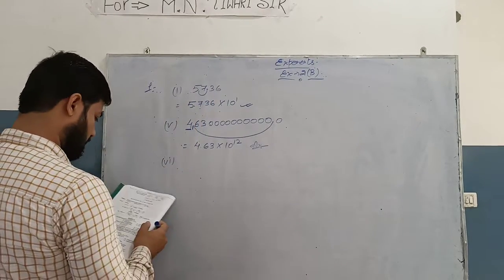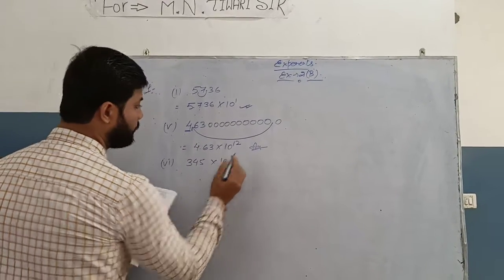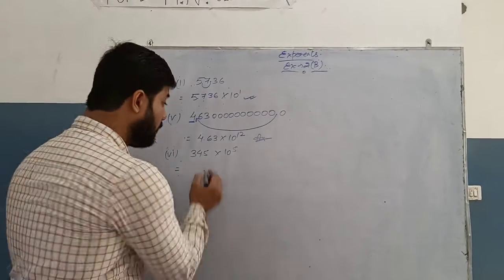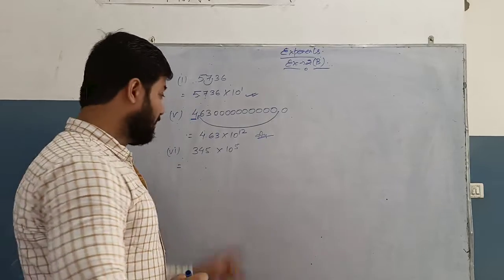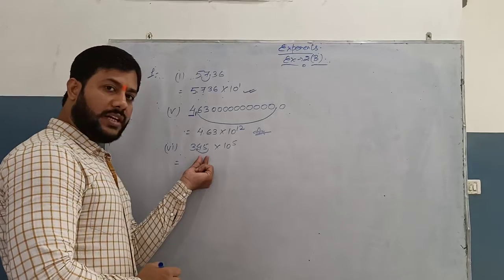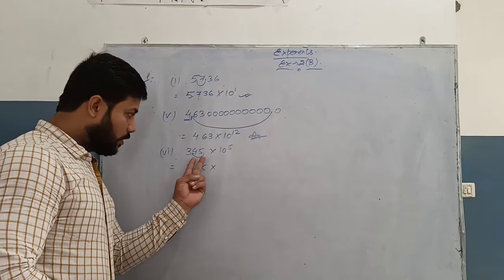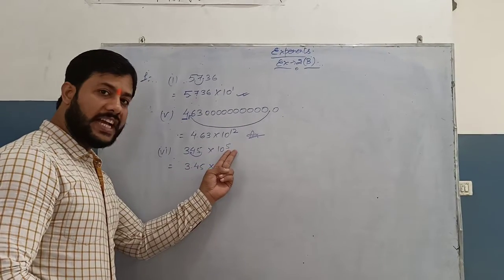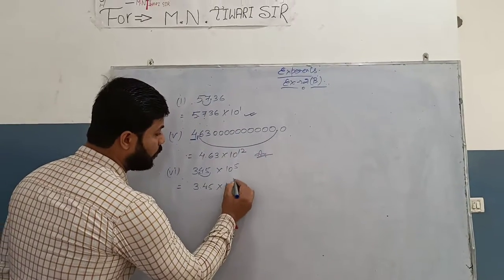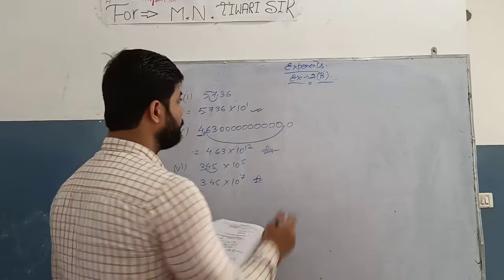Question number 6, 345 into 10 to the power 5. Now where will you see the decimal here? Here, extreme right. Now we have to place this decimal from here to here. So 2 digits are passed, so that is 3.45 into, since 2 places are moved, 2 will be added to the power 5, and 5 plus 2 is 7. So 10 to the power 7 will be your answer. Now we will move to question number 2.